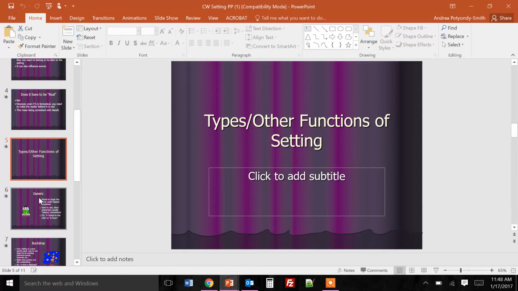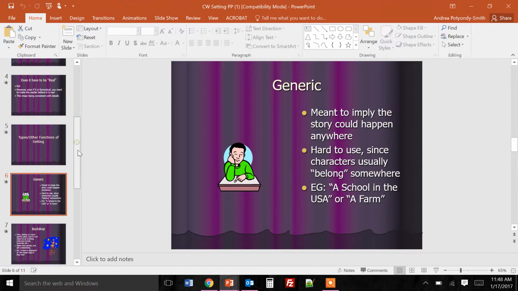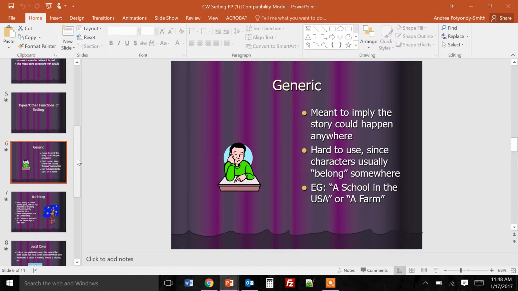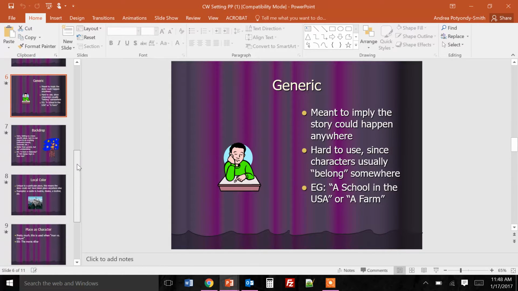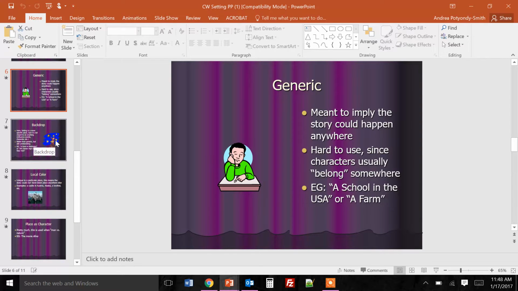A couple other functions of setting. There are types. These are the types of setting. Generic means that the story could happen anywhere. Those people don't describe setting very well for a reason. They want you to be able to focus on the story and put them anywhere. So a lot of times in drama, you'll see the setting, a school in the USA or a farm. And that's just meant to let the director's mind go wherever it wants to go. Harder to do in a fiction work.